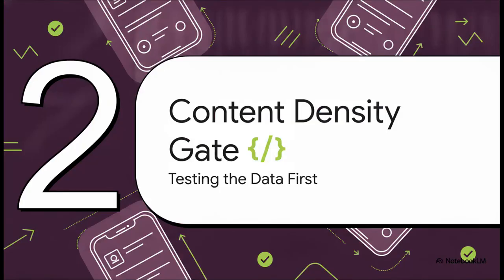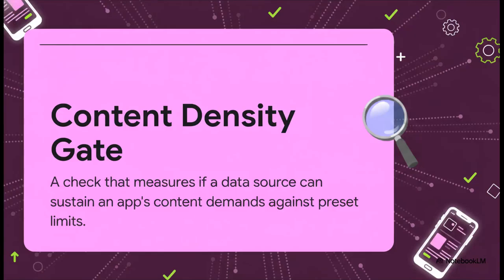Which brings us to Section 2, the content density gate. Testing the data first. So instead of guessing, Ashganda's team used what's called a content density gate. It's a pre-built check that measures whether your data source can actually sustain your product's content demands against preset thresholds. This is a massive game changer. It takes that fuzzy, "I think there's probably enough content out there" feeling and converts it into a hard, actionable number. You make the data prove itself first.